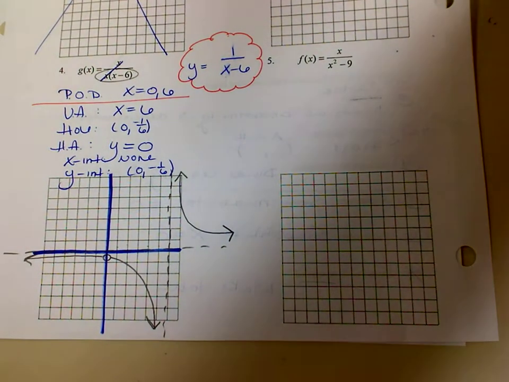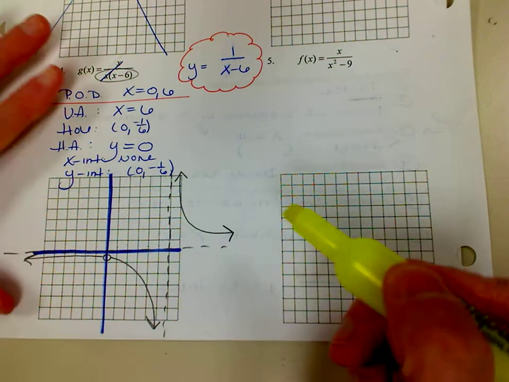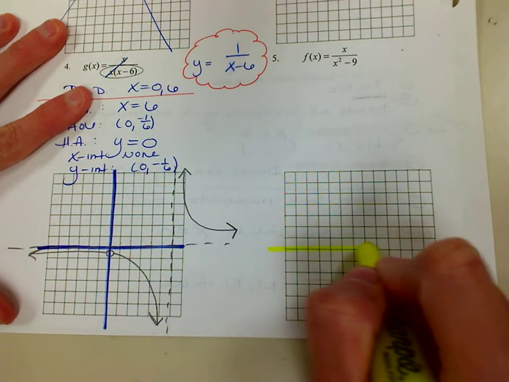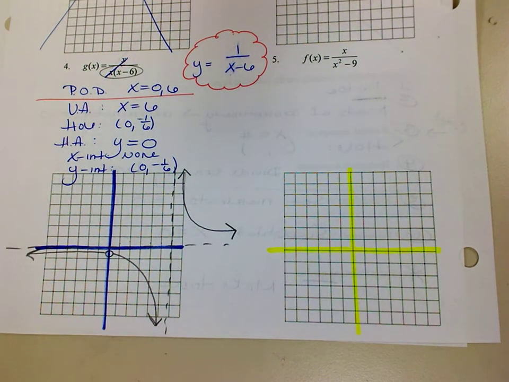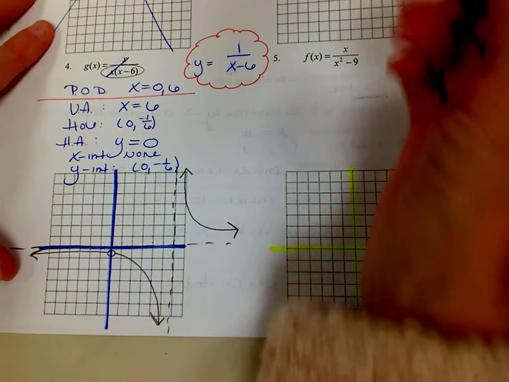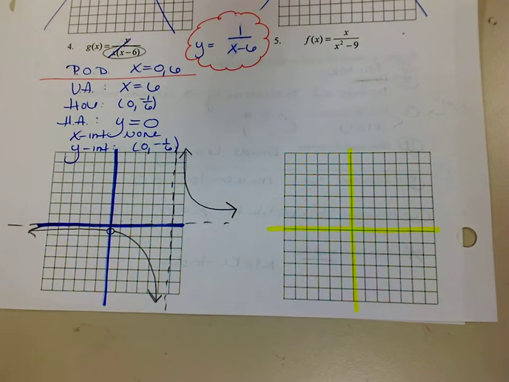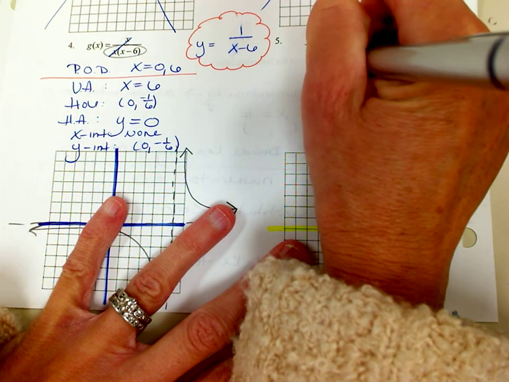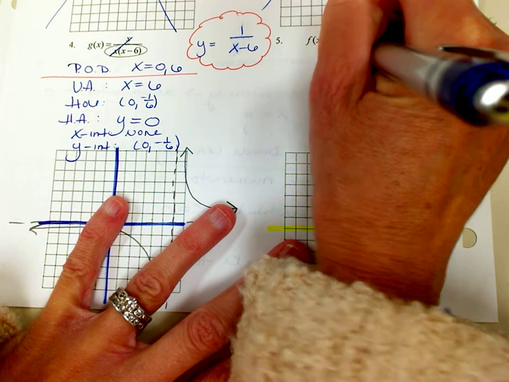Let me draw in my XY axis. I'll use this color this time. I'm not going to do number 3 since I've kind of written over that space. The first thing I want to do is factor. So this is going to factor to x plus 3, x minus 3.